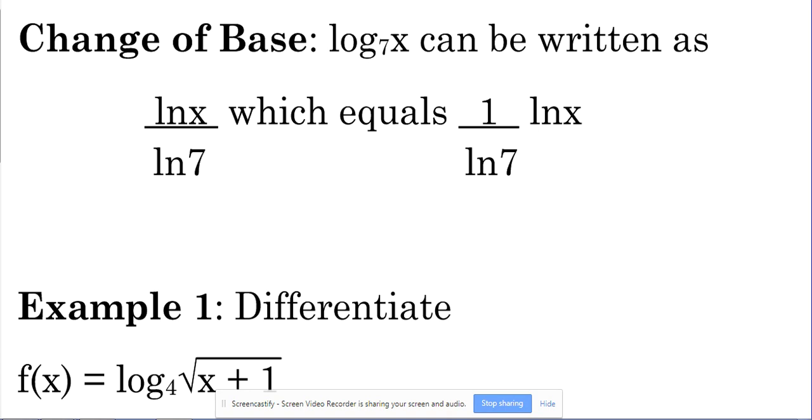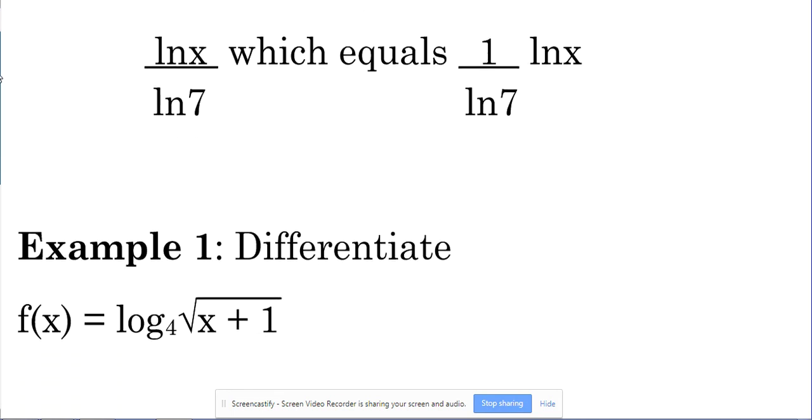All right, so I mentioned this in the last lecture in explaining why the derivative of log base 7 of x is what it is. We can use change of base to rewrite it as the natural log of x over the natural log of 7, which we pull out, the natural log of 7, as a constant in front of that natural log. So I already talked about that, but just as a little refresher.